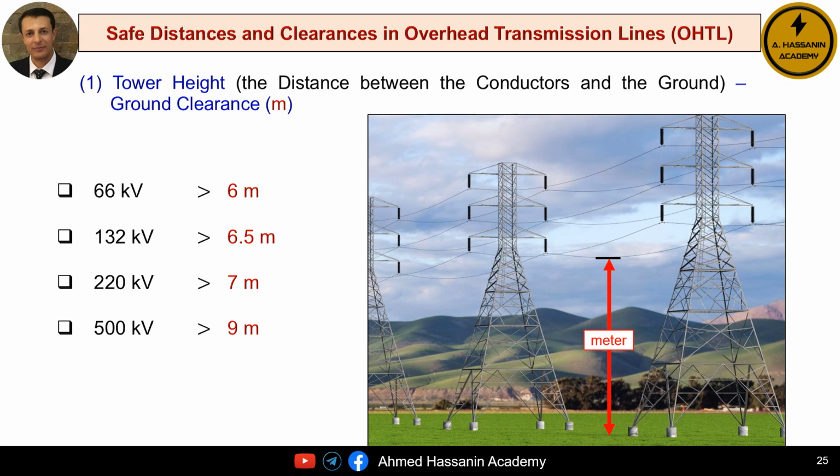In the case of a voltage level of 220 kilovolts, the height of the nearest point of the closest conductor from the ground must not be less than 7 meters. Finally, in the case of a voltage level of 500 kilovolts, the height of the nearest point of the closest conductor from the ground must not be less than 9 meters.